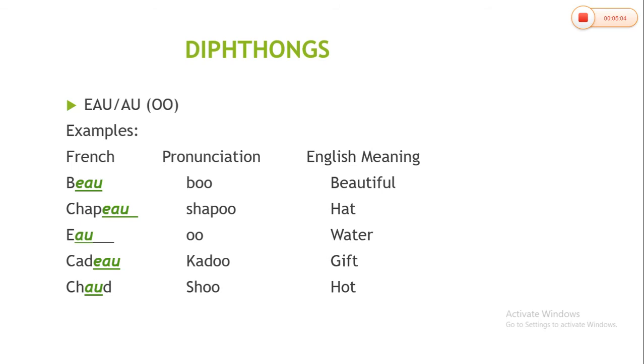EAU and AU both give O sound. BEAU is bow, beautiful. CH is sh, EAU is O, total will be chapeau, hat. Eau, water. Cadeau, gift. CH is sh, AU is O, show, which means hot.